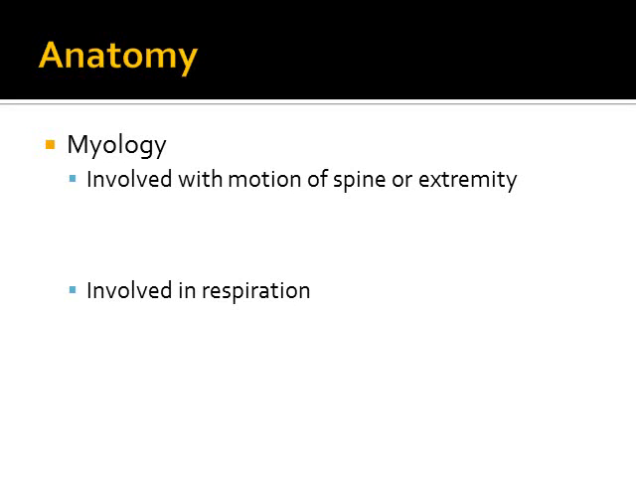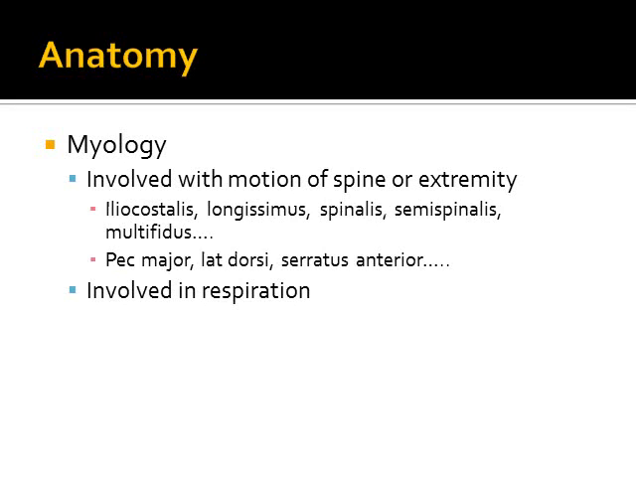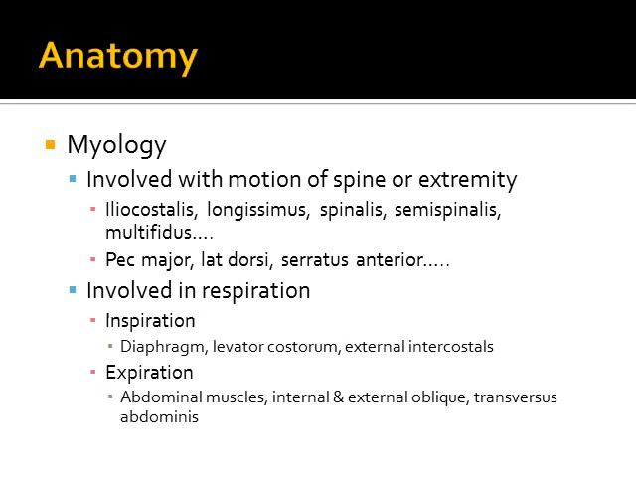Lots of different muscles involved in and around and attached to the thoracic spine, and thinking about those muscles which are involved with movement of the spine itself or the upper extremity. So just some examples here. You will probably give me many more. The other thing here is we're looking at muscles involved in respiration.